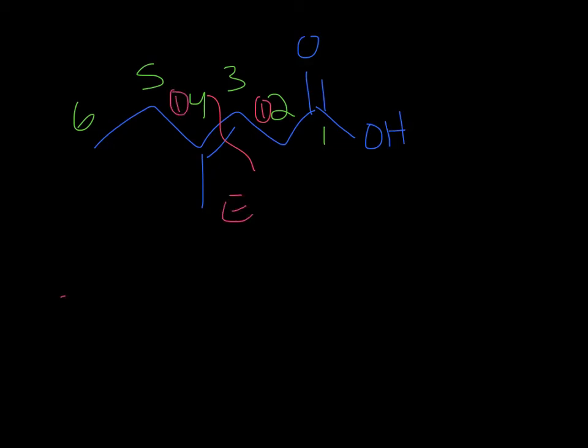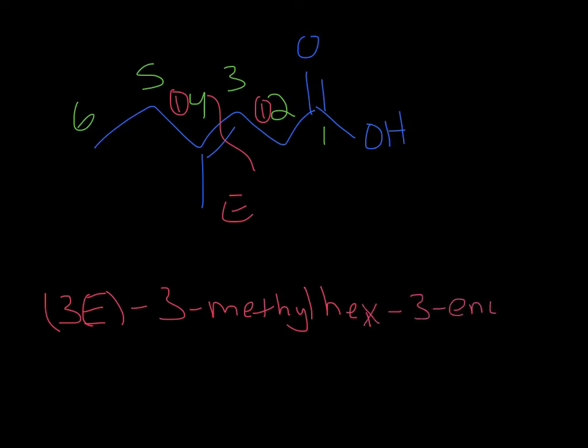So out in front of everything, I'm going to have 3E, and that'll be in parentheses. So that tells me I've got a double bond at the 3 and 4 position, and it's the E stereochemistry, for if I was going backwards and drawing the compound. Then I have 3-methylhex-3-enoic, and then the space, acid.